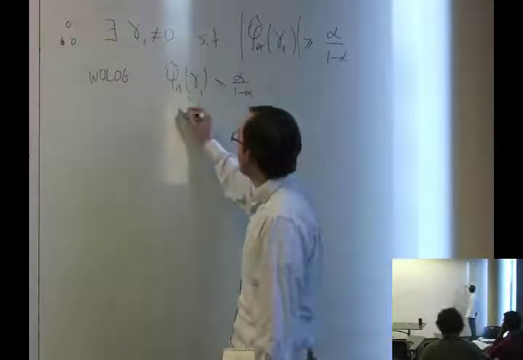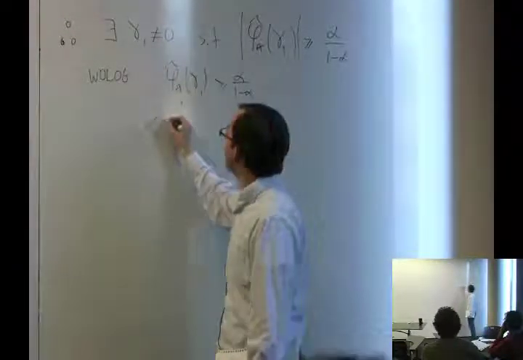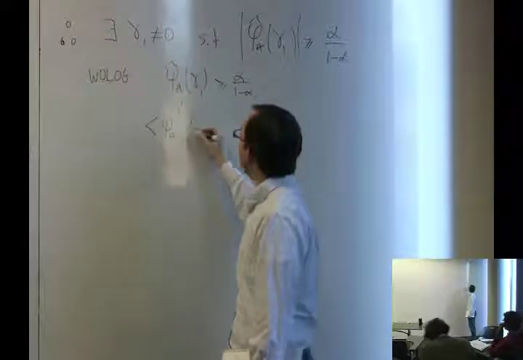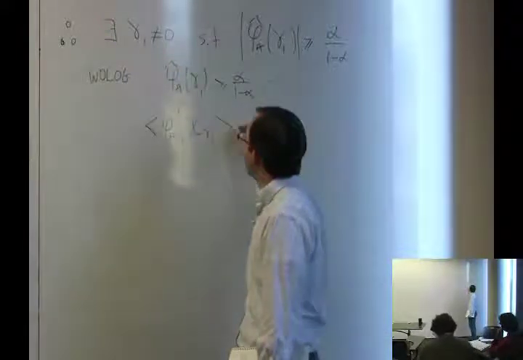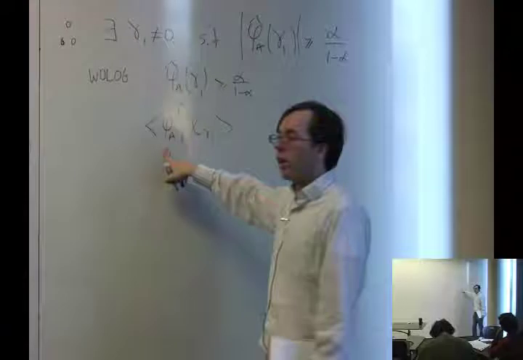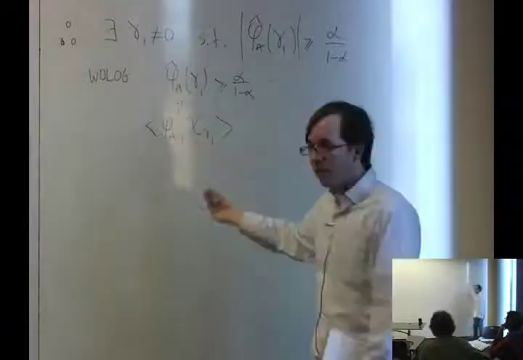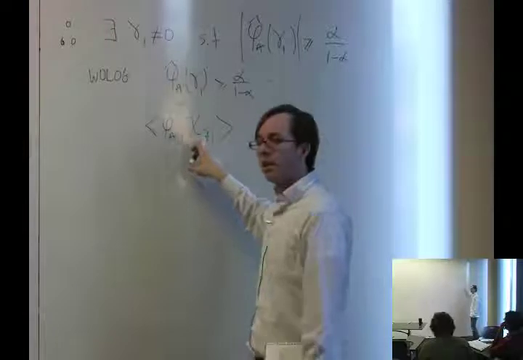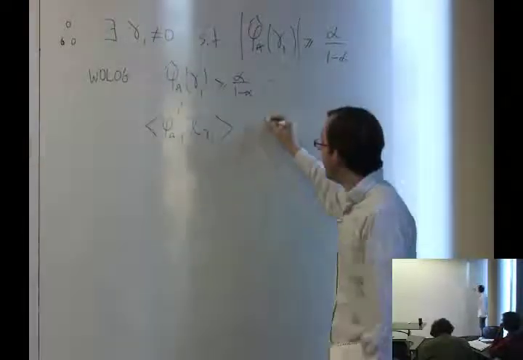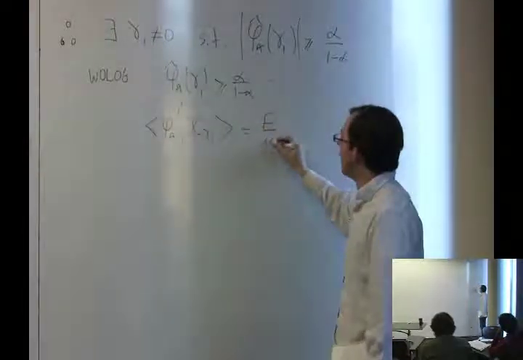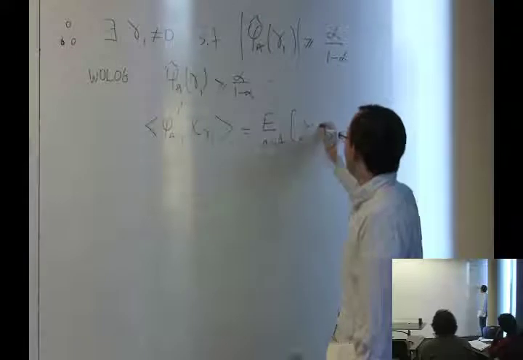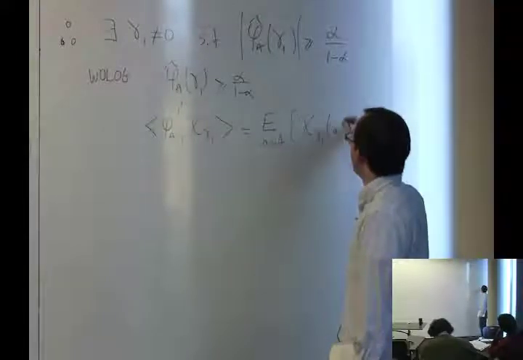Let's remember what this is. It's the Fourier coefficient, so this is phi A inner product with chi gamma 1. This is the probability density function. If you take an inner product of a density with a function, it's the expectation of that function under the density. So this is equal to the expected value over A drawn uniformly from A of chi gamma 1 of A.